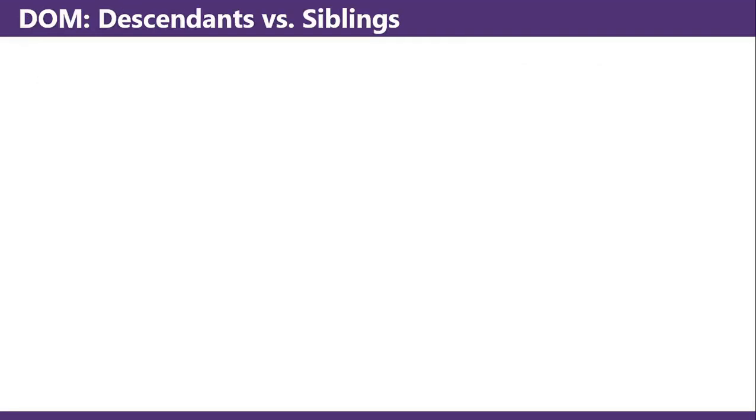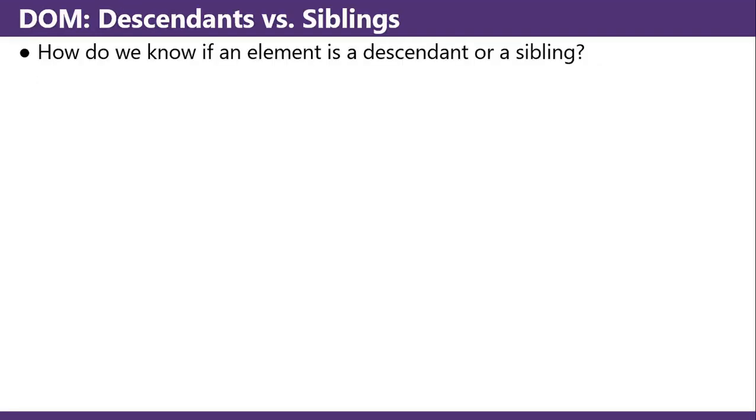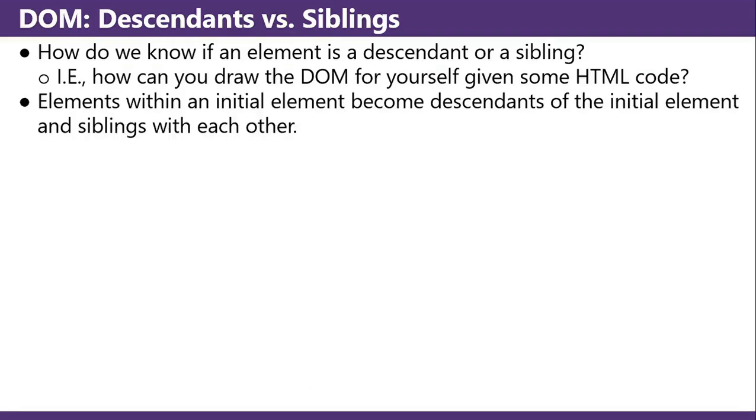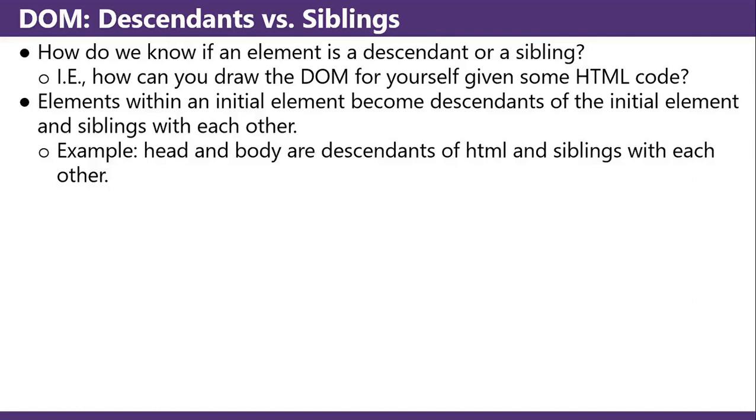DOM, descendants versus siblings. How do we know if an element is a descendant or a sibling? I.e., how can you draw the DOM for yourself given some HTML code? Elements within an initial element become descendants of the initial element and siblings with each other. The head and the body are the descendants of the HTML tag and are siblings with each other.